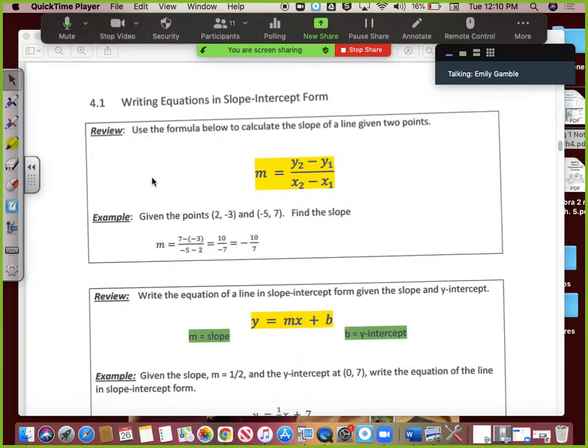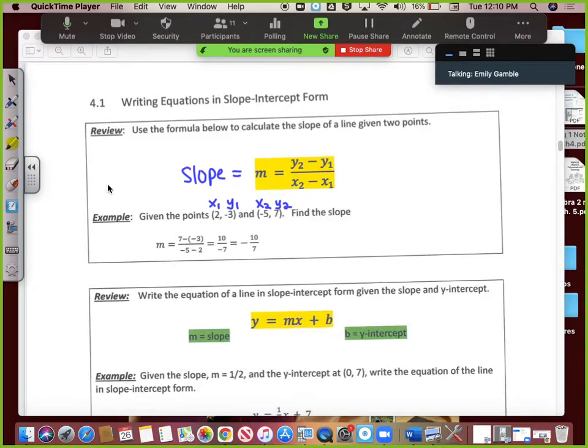So remember, anytime you have 2 points and I ask you to find the slope, remember the slope formula here? This helps you find the slope between the 2 points without having a graph. So if I gave you 2 points like (2, -3) and (-5, 7), this is the first x, so this is x1, this is the first y, so this is y1, this is the second x, so it's x2, this is the second y, so it's y2.